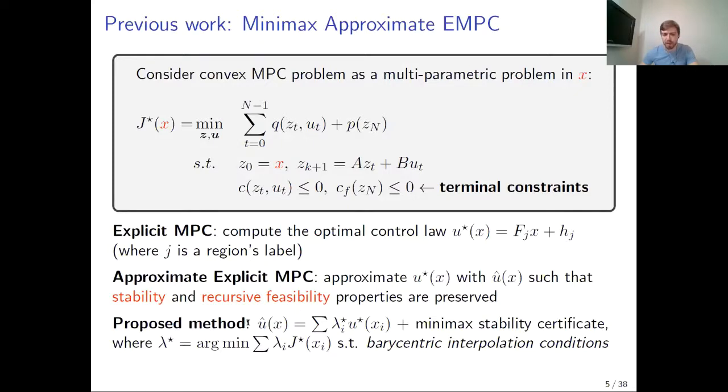The proposed method, which is investigated in the minimax approximate explicit MPC, is to approximate the optimal control law with a barycentric combination of control inputs computed at different points and provide a special minimax stability certificate for these barycentric coordinates. As you can see, barycentric coordinates, which are given by lambda, it is actually a vector. Here are the elements of this vector. So lambda star is a solution to a small scale linear program.